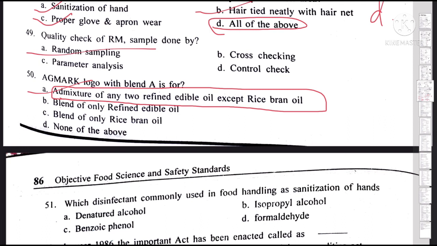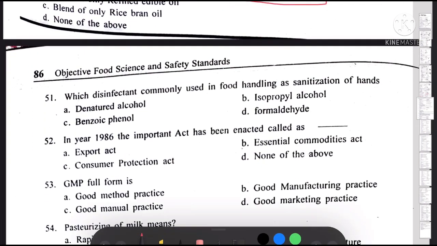Next. Which disinfectant is commonly used in food handling for sanitization of hands? Denatured alcohol, benzoic phenol, formaldehyde or isopropyl alcohol. So the correct answer is isopropyl alcohol. Isopropyl alcohol is being used as a disinfectant in food handling for sanitization of hands.